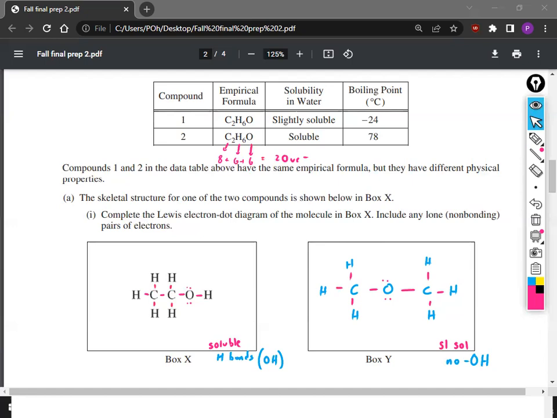All righty. Ready to move on, guys? Hydrogen bonding requires N, O, and F, right? Yes. Okay. All righty. Let's move on.